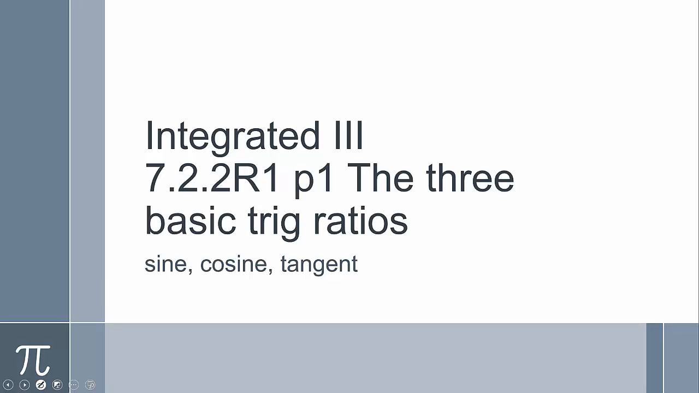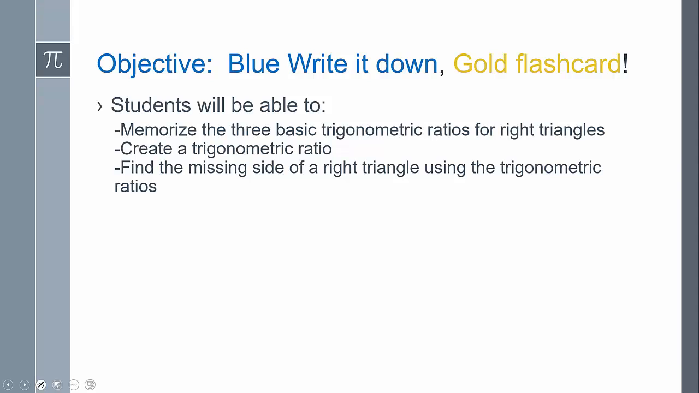This is section 722R1, part 1. We're examining the three basic trig ratios: sine, cosine, and tangent. So today, you guys are going to be able to memorize the three basic trig ratios for right triangles, create a trigonometric ratio, and we're going to find the missing side of a right triangle using those trig ratios.